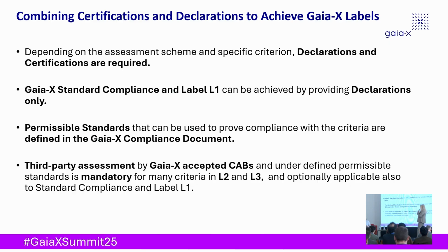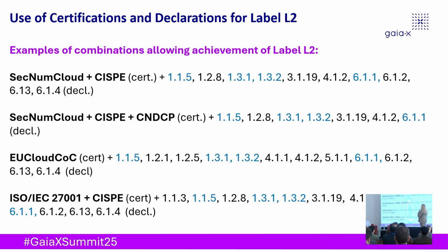This is mandatory. While, and this is a new rule option that we introduced in the latest version of the compliance document, you can also use certifications if you have some certifications according to the permissible standard for one specific criterion. You can also use certifications in the context of standard compliance at level 1, and this can help you to reduce the number of the criteria that you will have to declare.